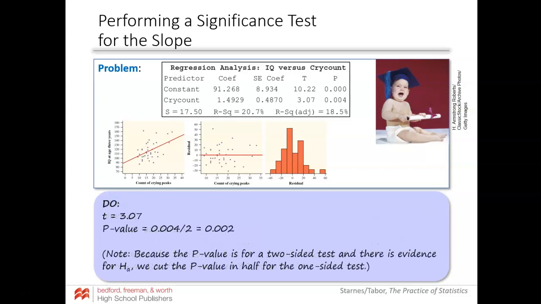Yikes. All right. Anyways, t equals 3.07. Boom. Look at that. I love hypothesis tests for slope because it's right there. You don't even have to calculate it.